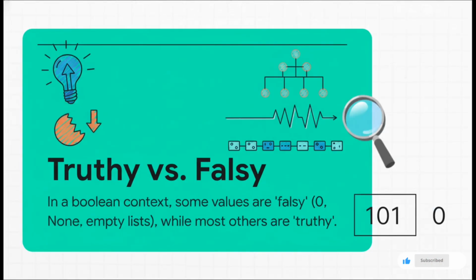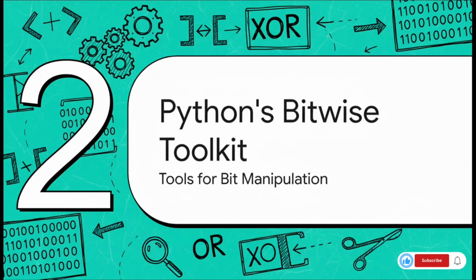And to really hammer that point home, think about the idea of truthy and falsy. To a logical operator, the number 5 is truthy and 0 is falsy. Simple enough. But to a bitwise operator, 5 is just its binary code, 101, and 0 is just 0. It's not about being true or false, it's about the literal pattern of bits. That's the key difference. So with that foundation laid, we're ready to open up Python's bitwise toolkit.